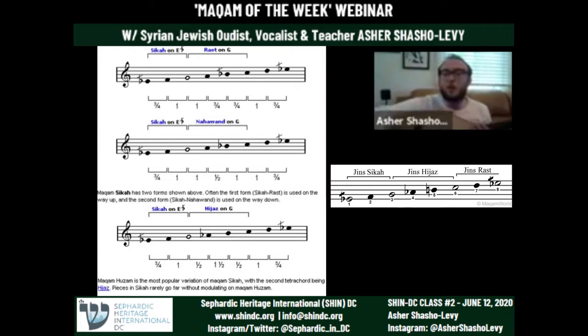Something I want to note, when you see Hijaz, it will be notated in a certain way and played a different way. We'll talk about that when we do Hijaz. I think Hijaz is next week. Hijaz is notated like this and played like this. The distance between these two notes is pushed together.